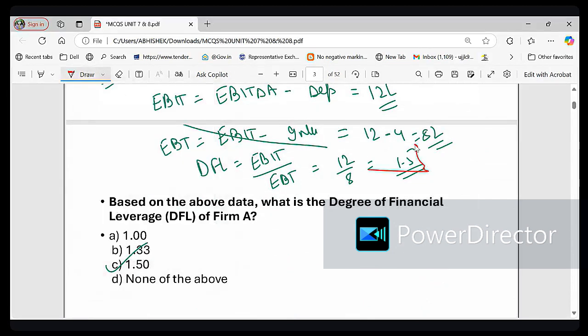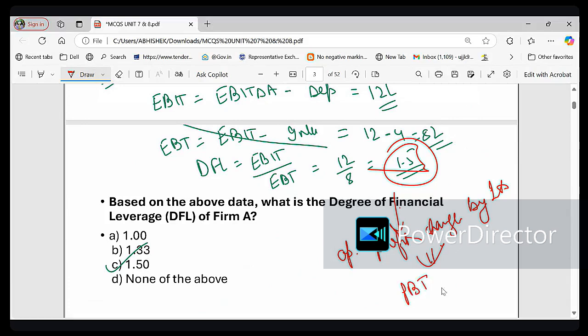Let me explain. This 1.5 means that if operating profit changes by 1%, then profit before tax, PBT, changes by 1.5%. So this indicates, if DFL is higher, it means financial risk is higher.